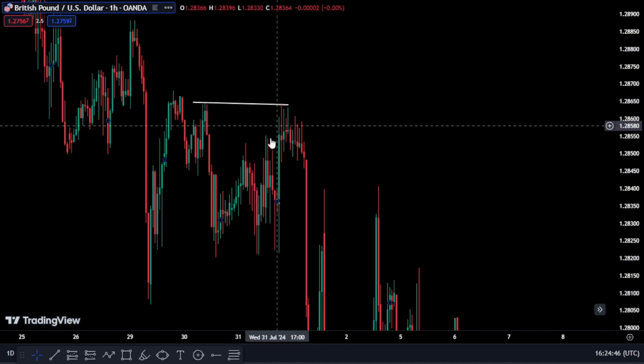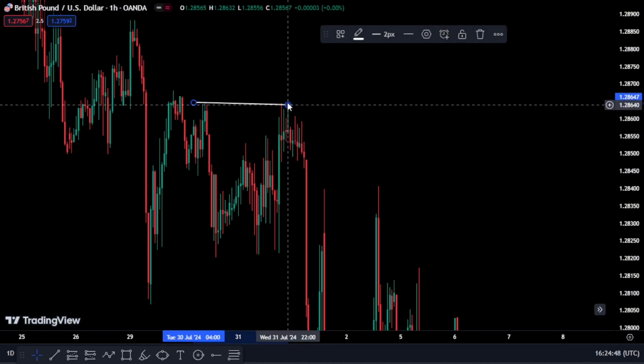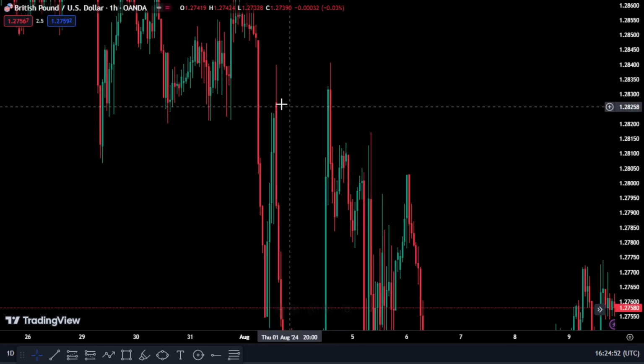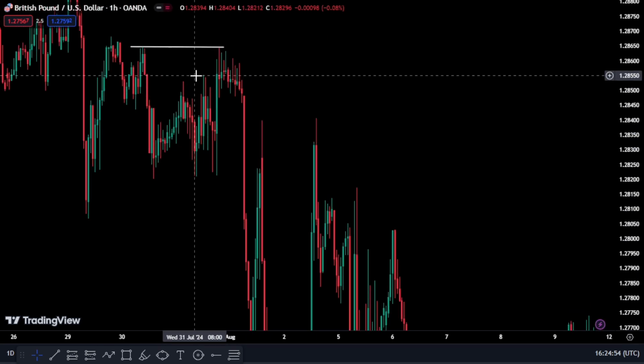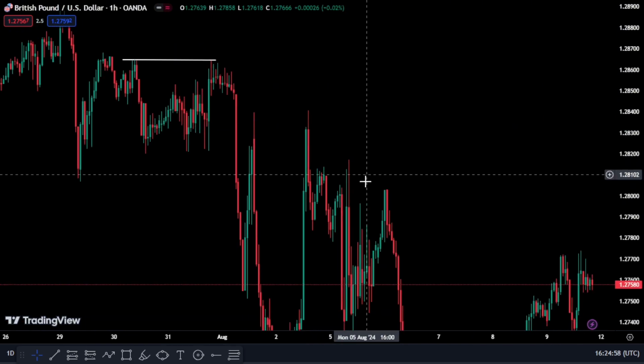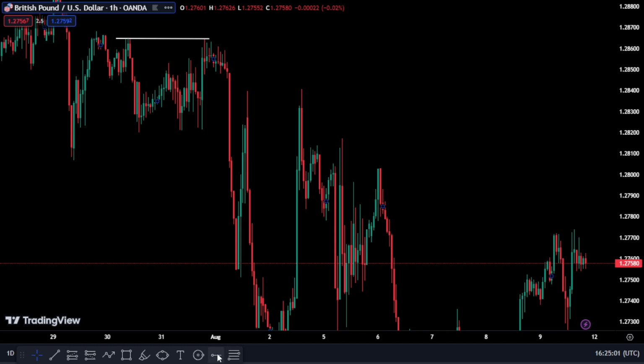Okay, we have a sweep of liquidity there. Even if you want to use this area here, it's still allowed. So you have a sweep of liquidity, you have your structural liquidity still there.